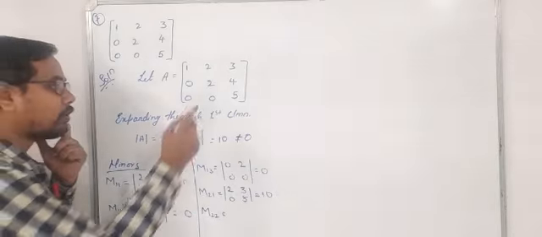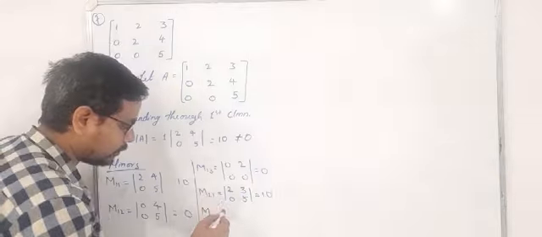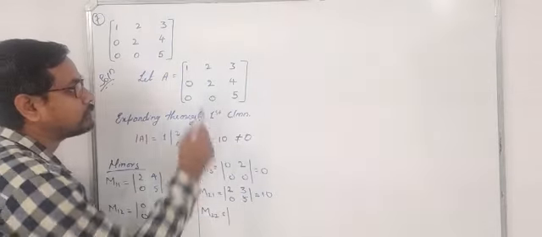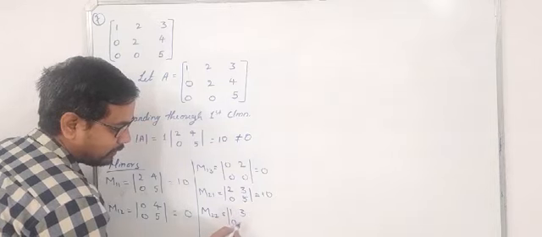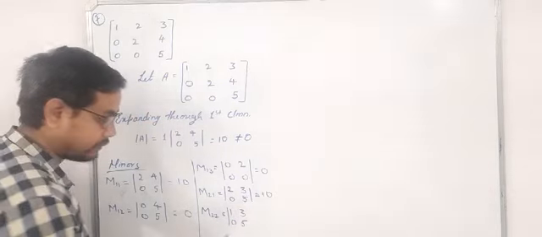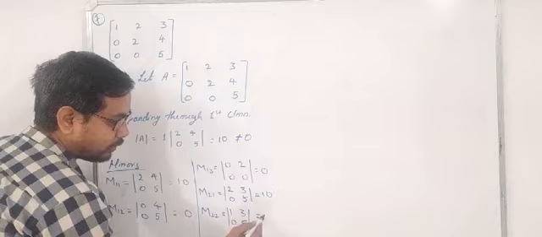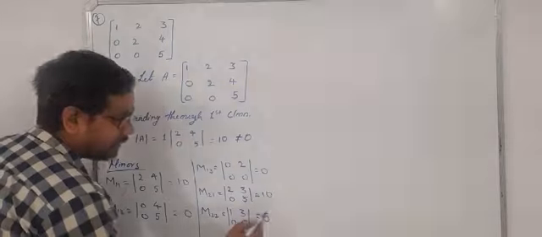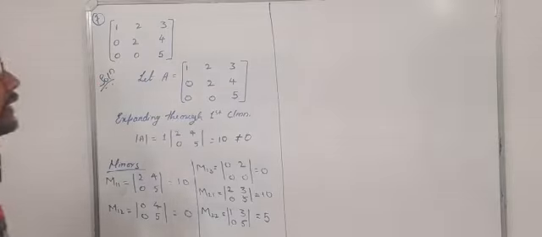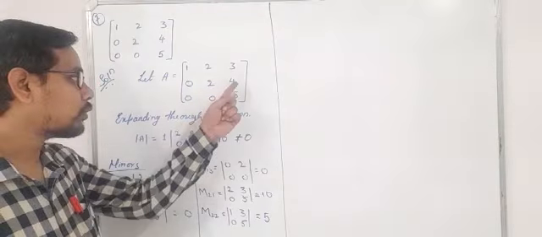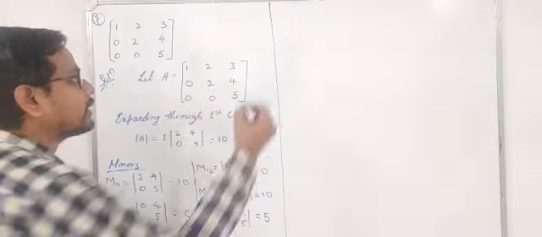M22, minor of A22, that is 1305, right? So what will be its value? 1 into 5 is 5, 5 minus 0 is 5, right? So we have calculated minors up to M22. Now we are left with these minors, right?